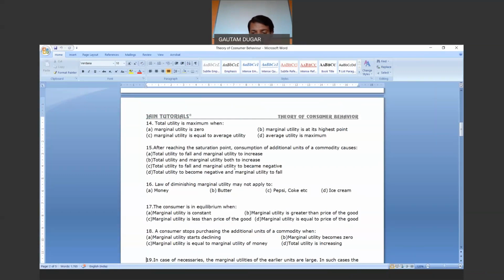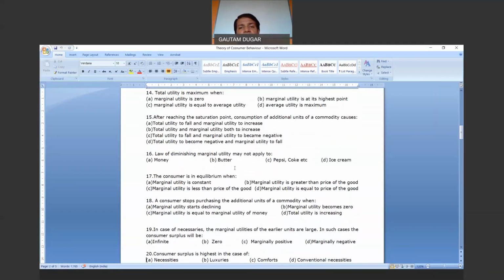15. After reaching the saturation point, you know the saturation point is what? When MU is 0, TU is highest. Marginal utility is 0 and total utility maximum, that is called the saturation point. As I said, even after reaching that point, if you increase the consumption of commodity, MU becomes negative, TU starts falling. So, 15. After reaching the saturation point, consumption of additional units of a commodity causes option C, total utility to fall and marginal utility to become negative. So 15 is C, that's the right answer.